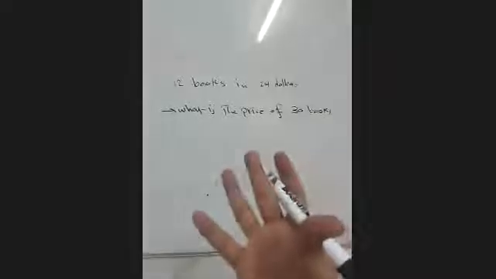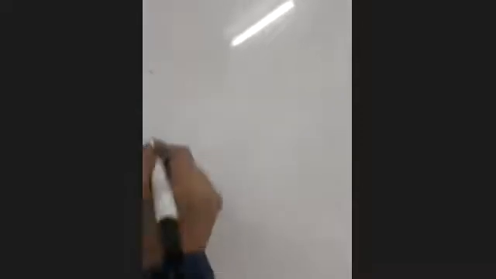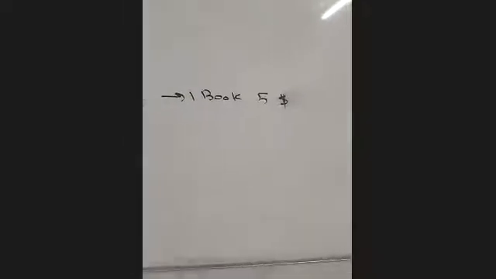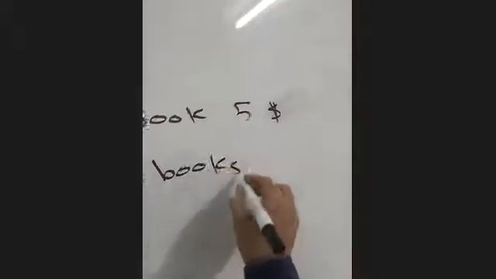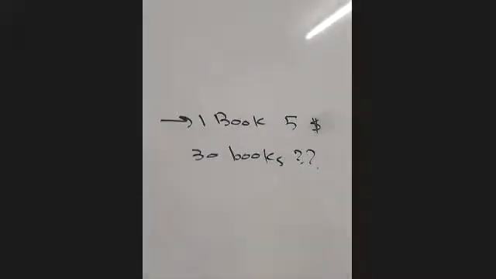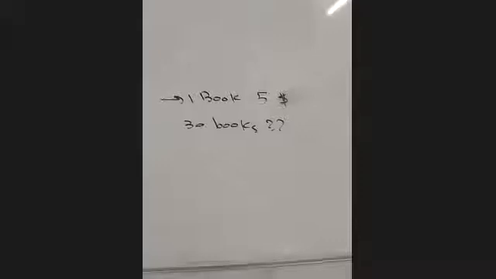To find this answer, guys, I need to know the price of one book. If the price of one book is 5 reals, for example, or $5, because I'm talking about dollars, what is the price of 30 books? If I want to buy 30 books, who can tell me how I can find the price? If I know the price of one book is $5, what is the price of 30 books? How can I find the answer?